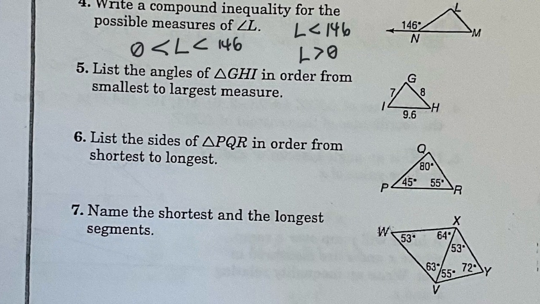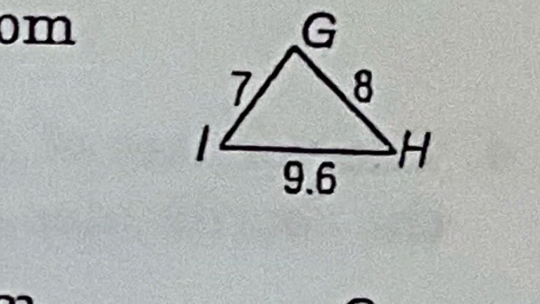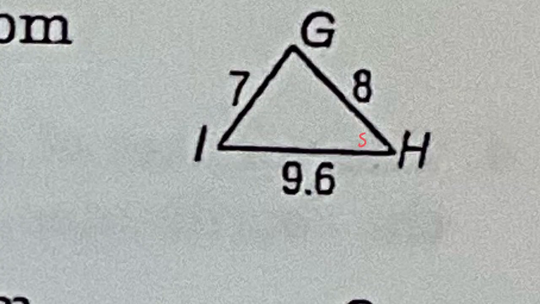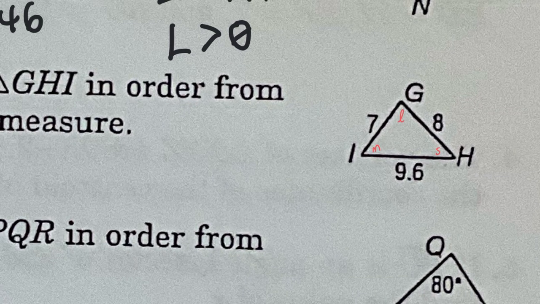Problem number five, list the angles in order from smallest to largest. Okay, S for small, M for medium, L for large. Clearly, S, M, L, right? So angle H, angle I, and angle G.